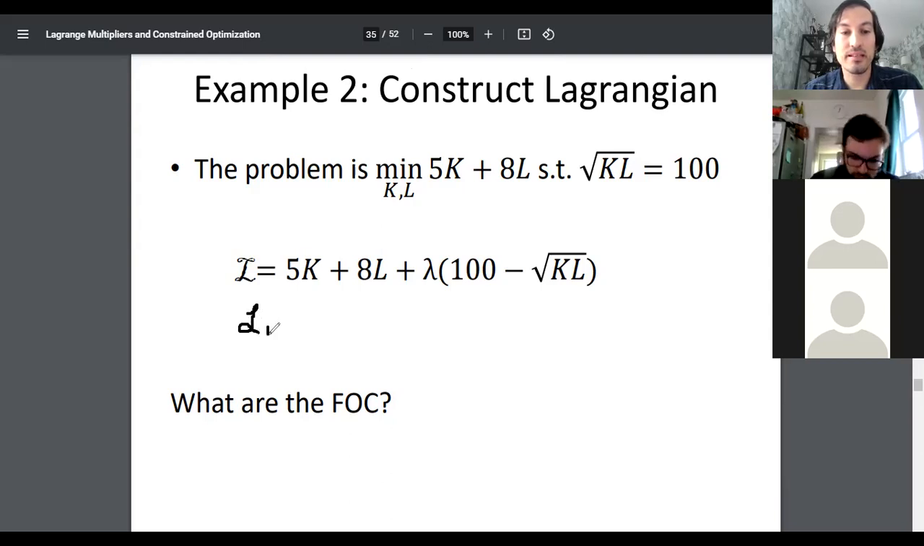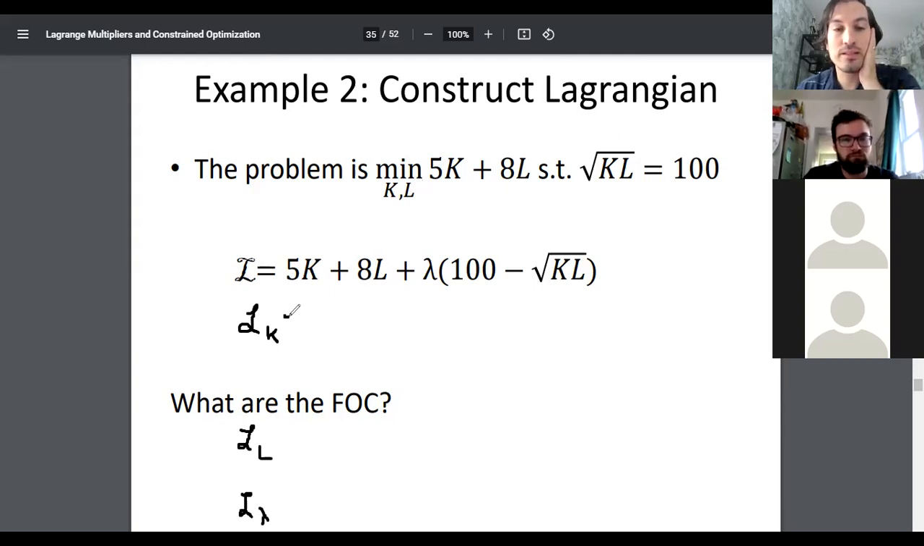Script L with respect to K. There should be one that's running out of space here. I don't know what I'm going to do here. How about the other one I'll put down here? Script L with respect to L. Those are my choice variables, K and L. And of course, there'll be this sort of trivial first order condition, which is script L with respect to lambda. Maybe I shouldn't even try to do script L's, just do regular L's. Maybe part of the reason is L is one of the choice variables here, and I just wanted to make sure you didn't think this L was the same as this L. That's why I went to this trouble of making that script.